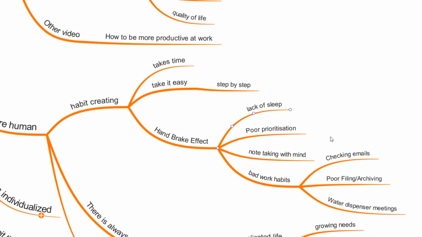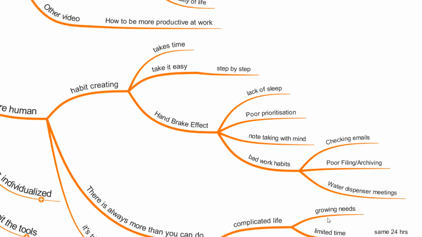For example, lack of sleep. No matter how much caffeine you have, no matter how good the tools you use, you'll still be unproductive because the most important tool in productivity, which is your brain, is not functioning well. Poor prioritization. As we mentioned before, prioritization is the key or the passcode to differentiate between feeling productive and feeling busy. The other bad habit is note-taking with the mind. Trust me, this is the worst tool to take notes with. You have limited space there. You have limited storage there. So it's the worst tool you can use for it.